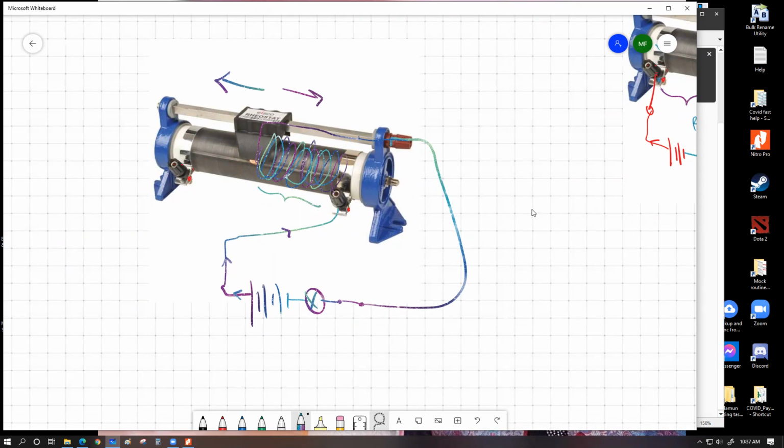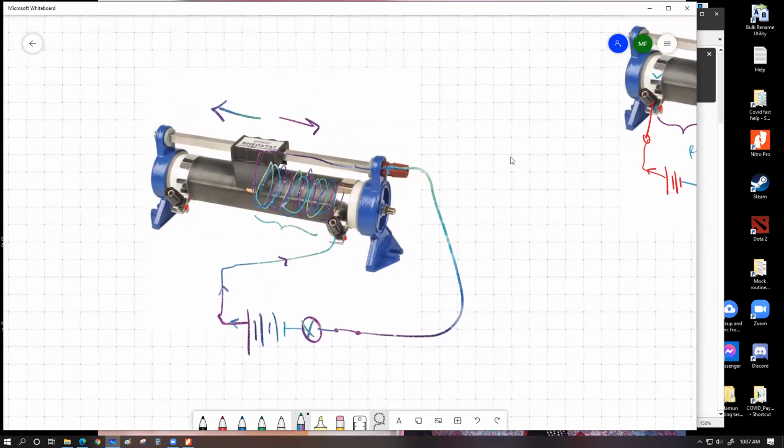Is it clear to all of us how a variable resistor works? বুঝা গেছে কি সবার? Yes, sir. All right. Sir, I have this question.